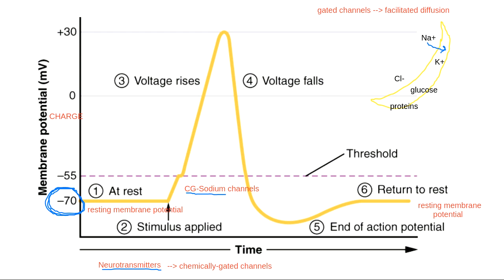Next number we have to know. Here's the next number we got to learn: -55. -55 is a number that we call threshold. The reason that threshold matters is because when a neuron hits threshold, this is enough change from normal that the neuron decides, I cut out. What was the last thing you heard?